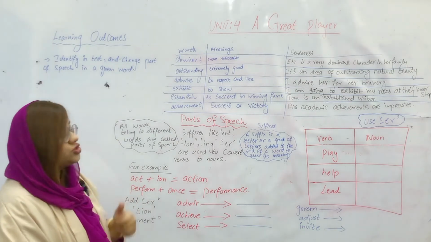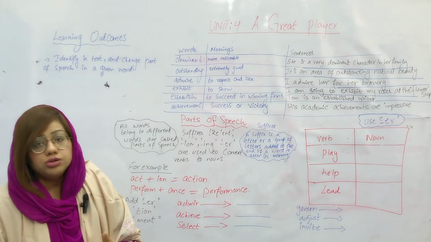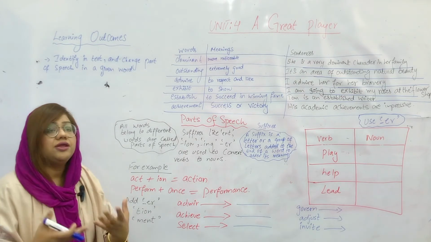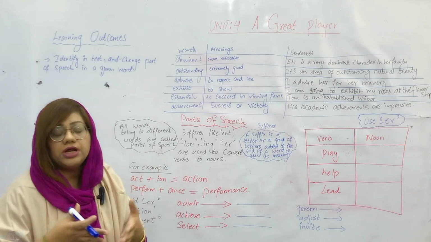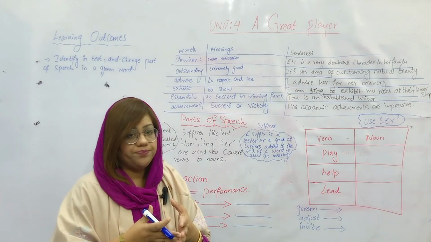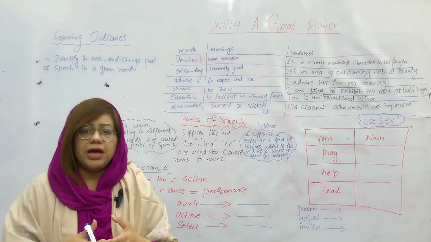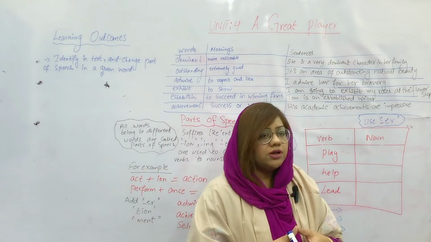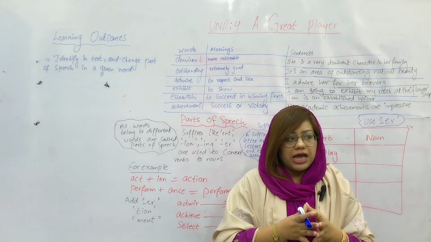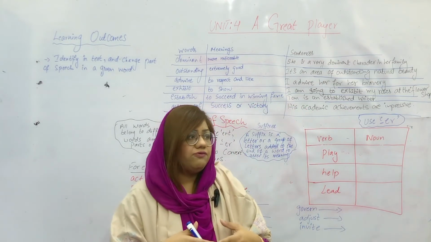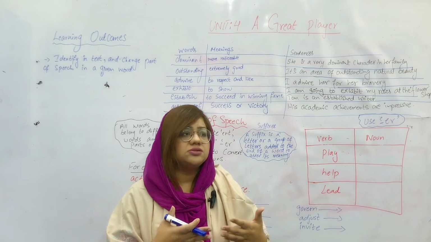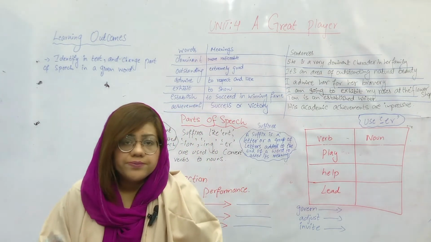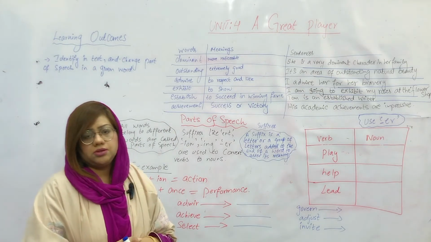The parts of speech: all the words that belong to different categories are called parts of speech. In any sentence, these are included as parts of speech. Have you ever heard about nouns? What are nouns? Yes? Can anyone? Nouns are any kind of name, place, or thing. These are called nouns. And what are verbs?